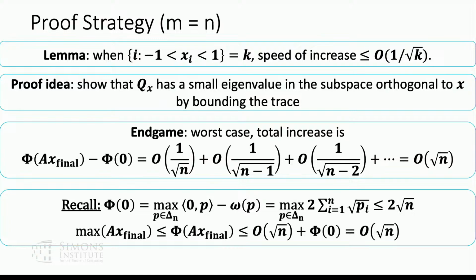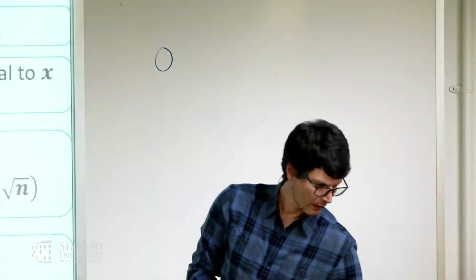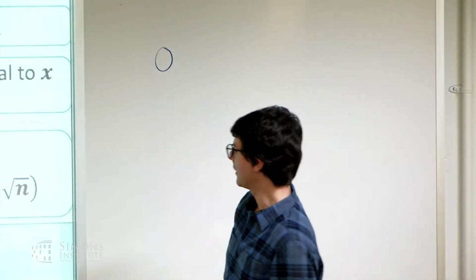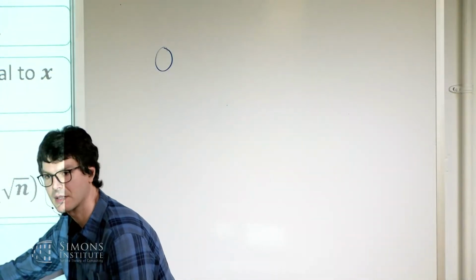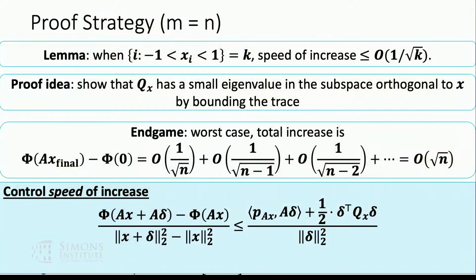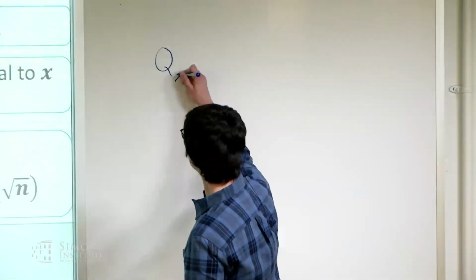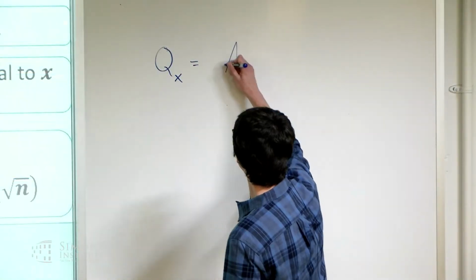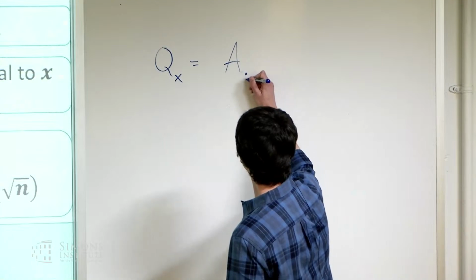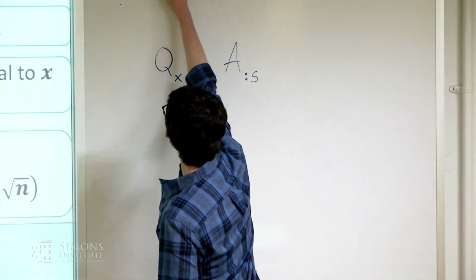Okay. Now, if you're interested, I can give you a brief idea for how to prove this. What we're really trying to show is that this matrix has a small eigenvalue in the subspace orthogonal to x. But of course, after I restrict myself to just the coordinates that I can still update. So let me look at the matrix Qx, which is going to be the matrix A restricted to the columns S that are still unfrozen.